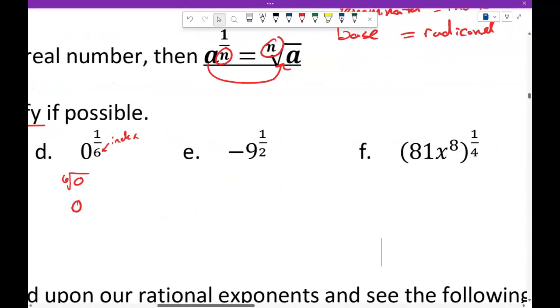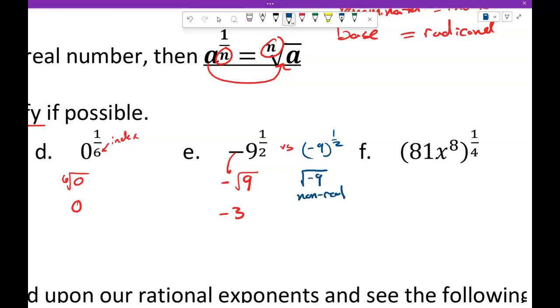Now we need to be very careful when we have negatives and whether we have grouping symbols or not, because keep in mind this negative is not part of the base 9. It is on the outside, so our radicand is simply 9. We want the square root, and the negative goes in front. So that gives us a -3. Conversely, if I had the negative 9 to the 1/2, it would be the square root of -9, which is non-real.